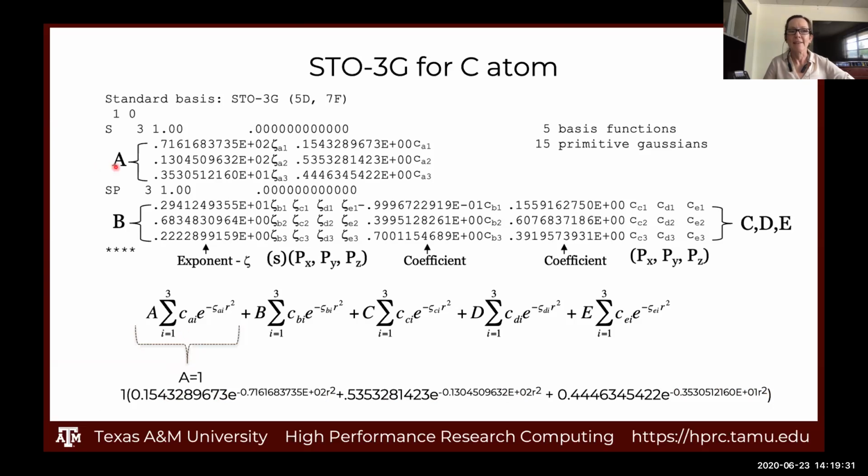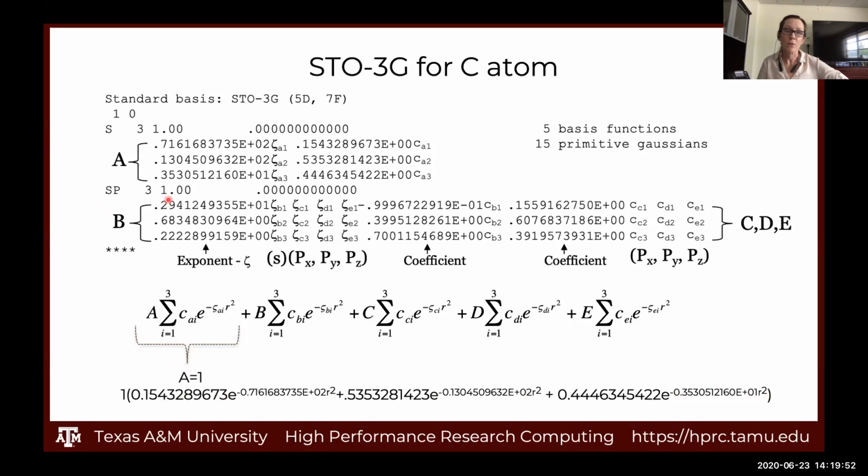But only A out front is being optimized during the calculation. So this big A right here will be changed. It will be updated, okay, as it's optimizing the wave function. All right, so then it also has this SP, and this is unique to the Pople basis sets.